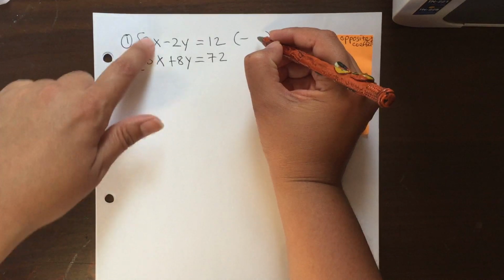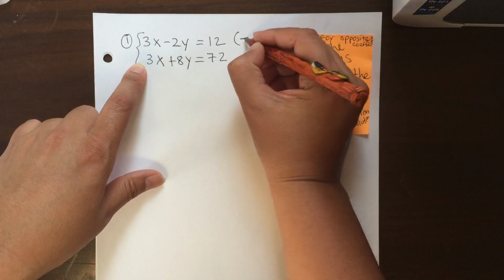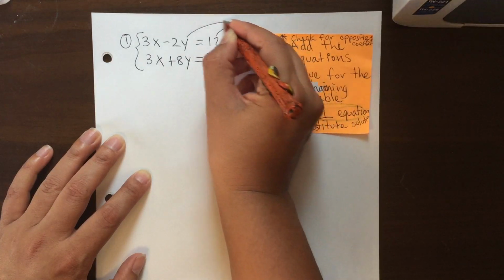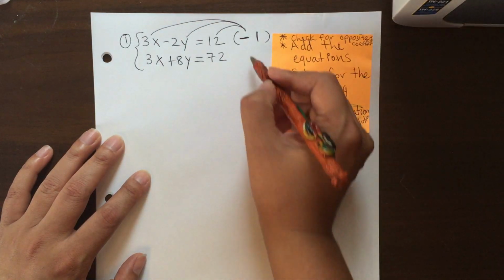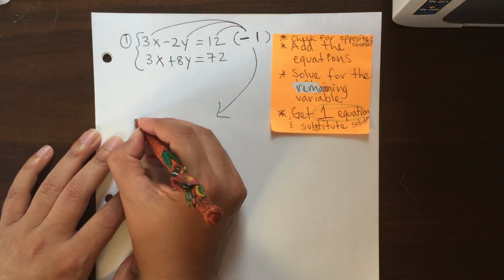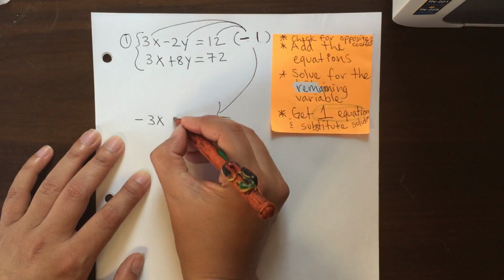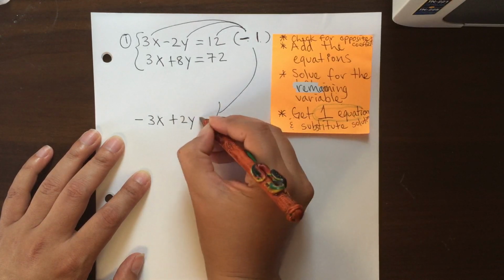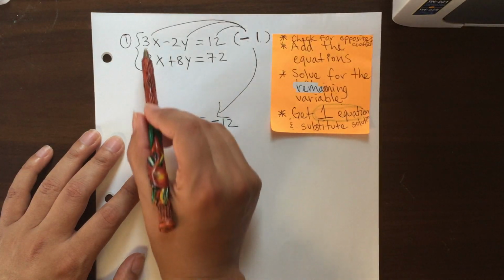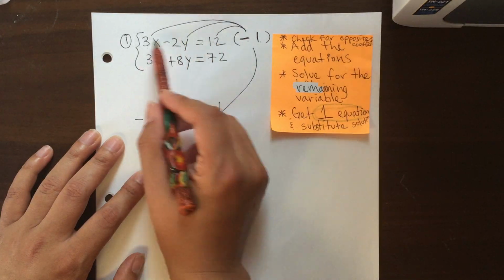But I noticed that these are the same number, so what I can do is multiply. When they have exactly the same number and same sign, I just multiply by a -1. And I multiply every single term on that one equation, only that one equation. So my new equation, I'm going to write it here. It's going to be -1 times 3x is -3x. -1 times -2y is +2y. -1 times 12 is negative 12. So if you notice, the only thing that changed by multiplying that was the signs of every single term on both sides of the equal sign.